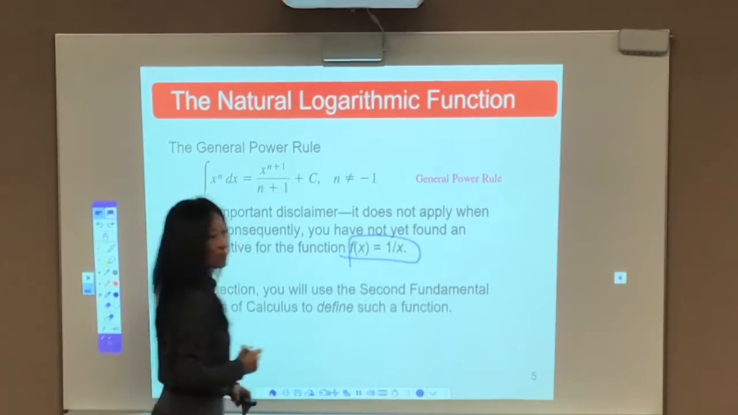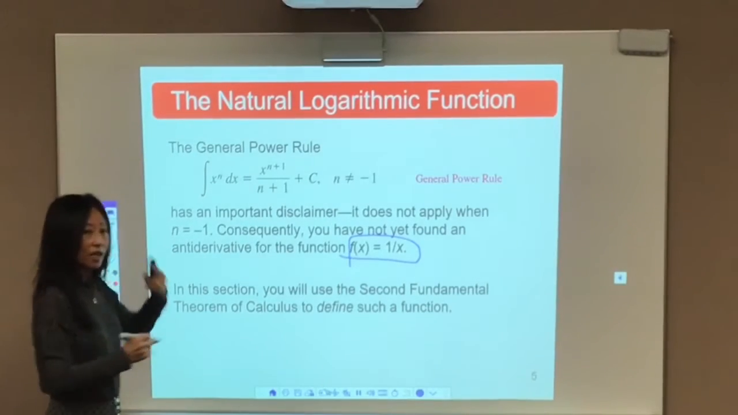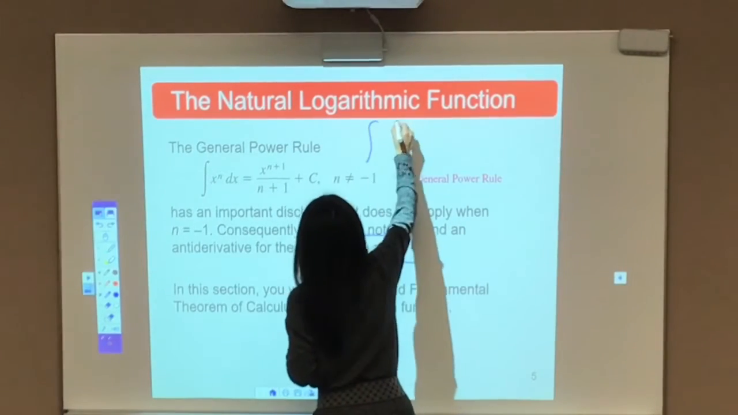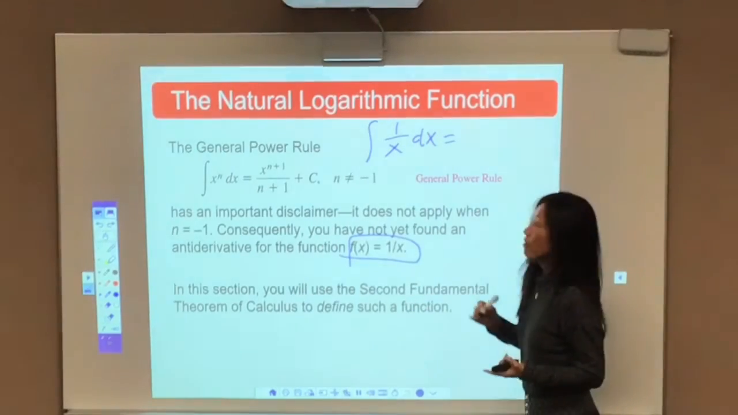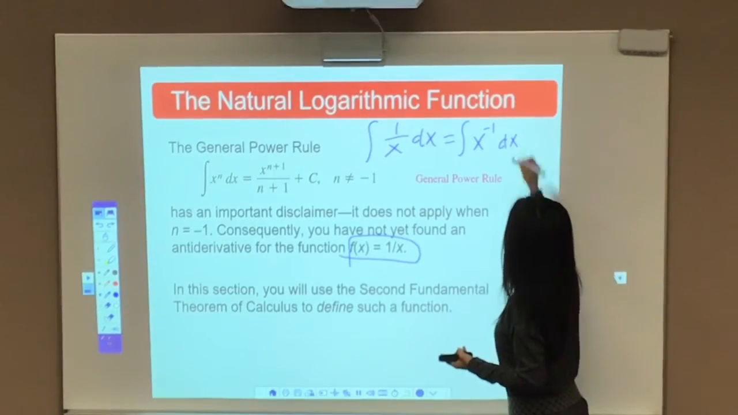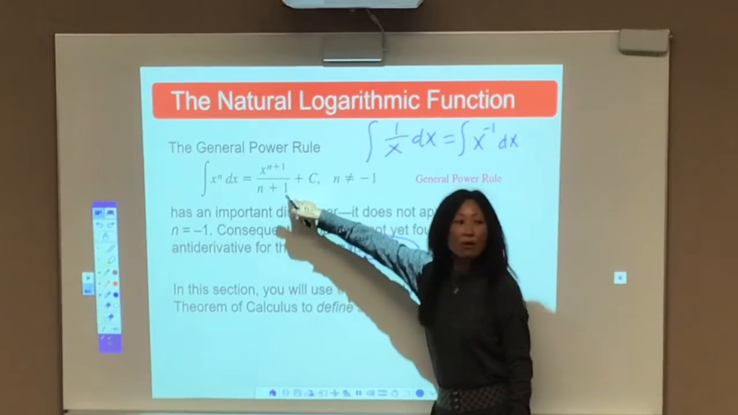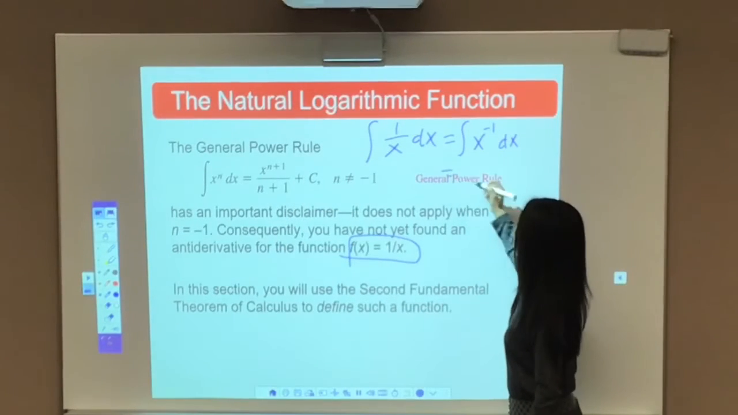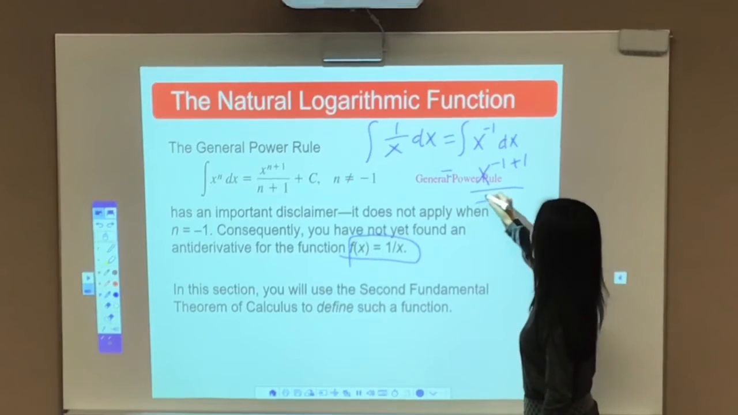If it's this, then can you do your calculation in your head? If you had this. Right. Okay, you get a what? This is the same as x to the negative 1 dx, isn't it? So if I use the power rule, what do I get here? x to the negative 1 plus 1, divided by negative 1 plus 1, plus c.